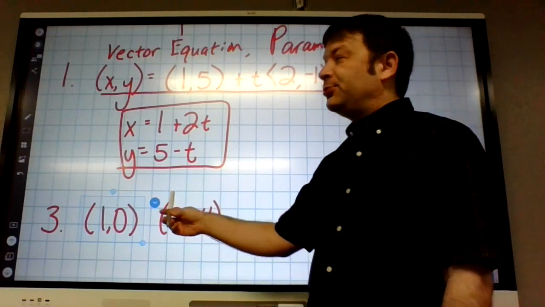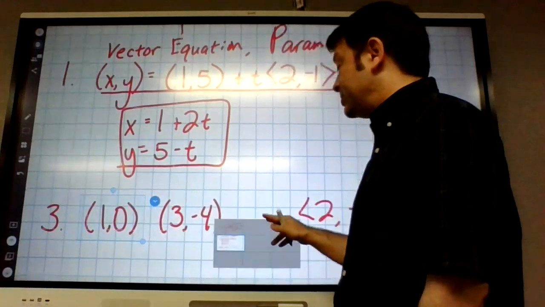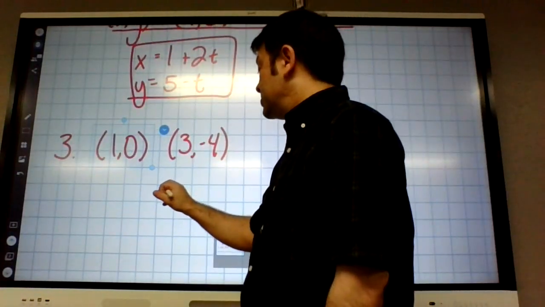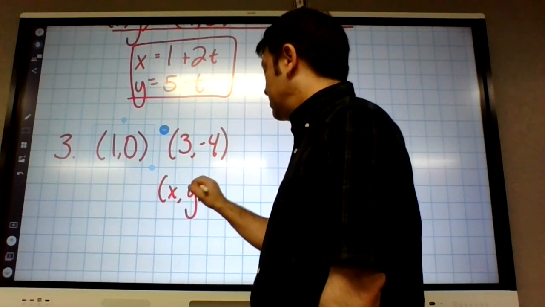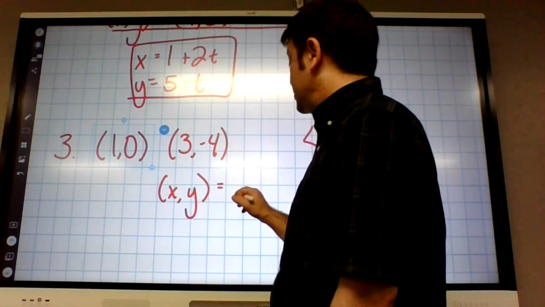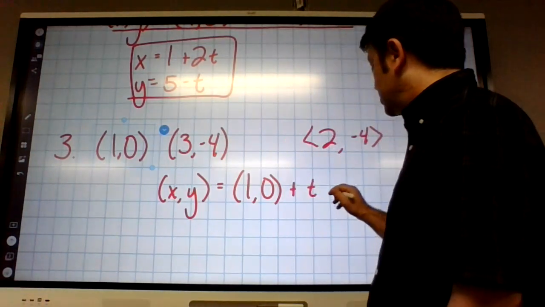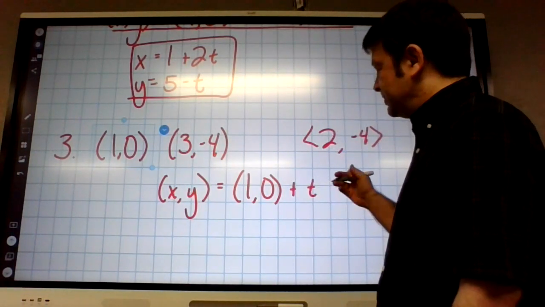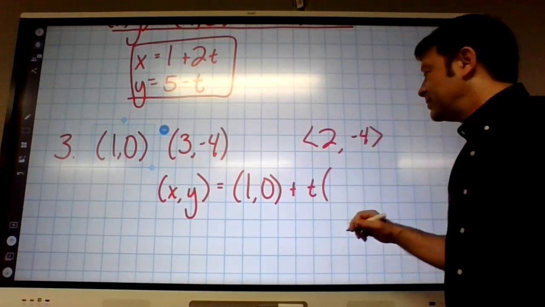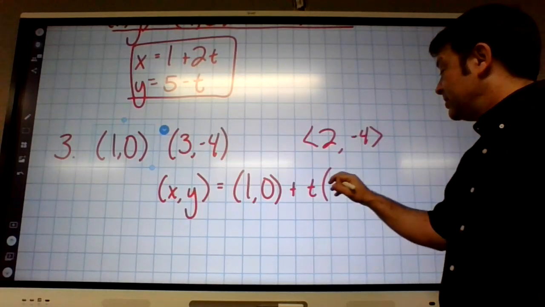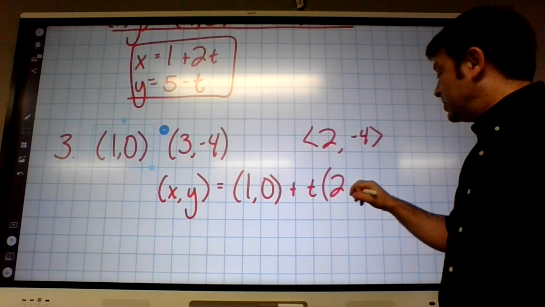And we would need to use one of these as a starting point, so I'm just going to use 1, 0. So the vector equation is (1, 0) plus t, and I'm just going to use parentheses even though this is supposed to be a vector. Makes more sense, I guess.